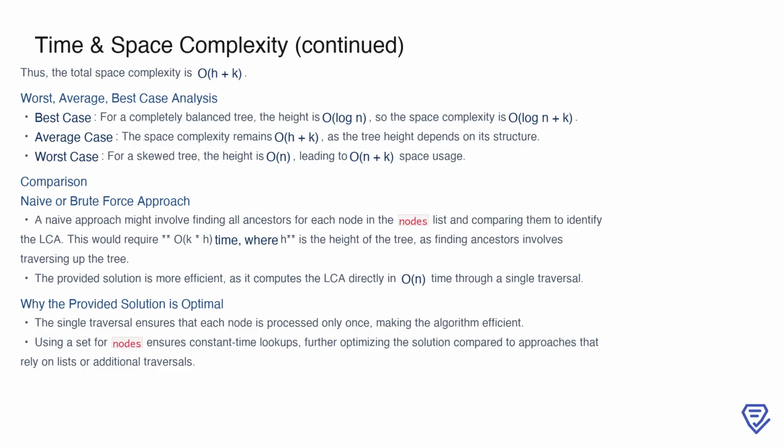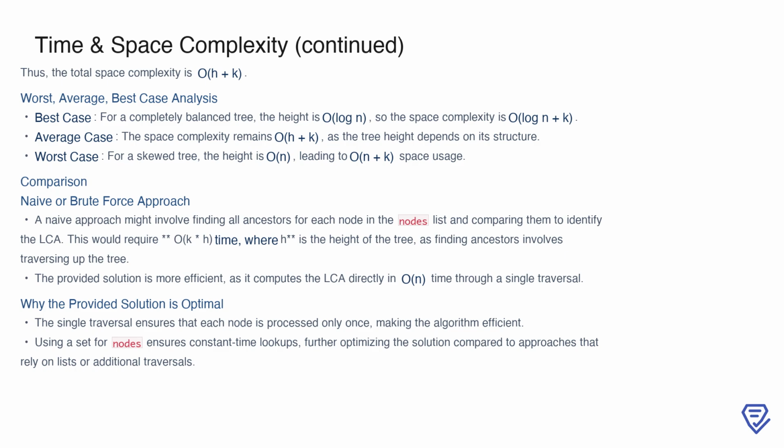For the best case, in a completely balanced tree, the height is O(log n), so the space complexity becomes O(log n + k). In the average case, the space complexity remains O(h + k), as the tree height varies based on its structure. For the worst case, in a skewed tree, the height is O(n), resulting in O(n + k) space usage. Now, let's compare this solution with a naive approach.